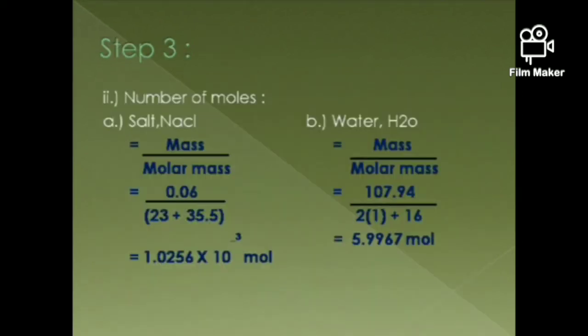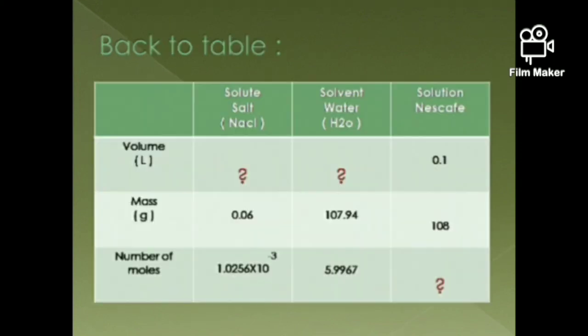Proceeding to step 3. Now we need to find the number of moles for salt and water. The formula is mass divided by molar mass. At the end of the calculation, we get the number of moles for salt as 1.0256 times 10 to the power of negative 3, while for water as 5.9967 mole. Again, it's time to fill the table.